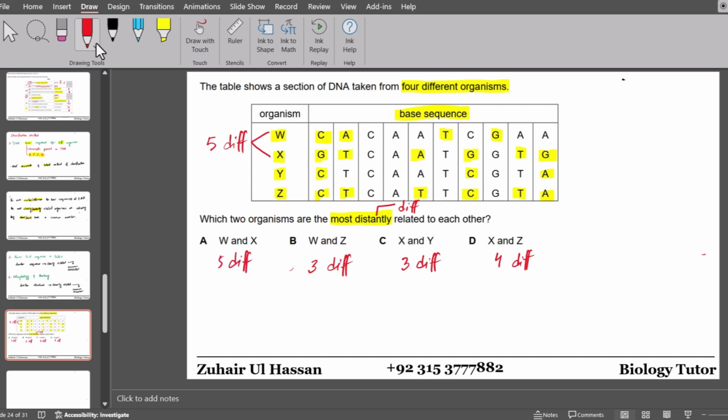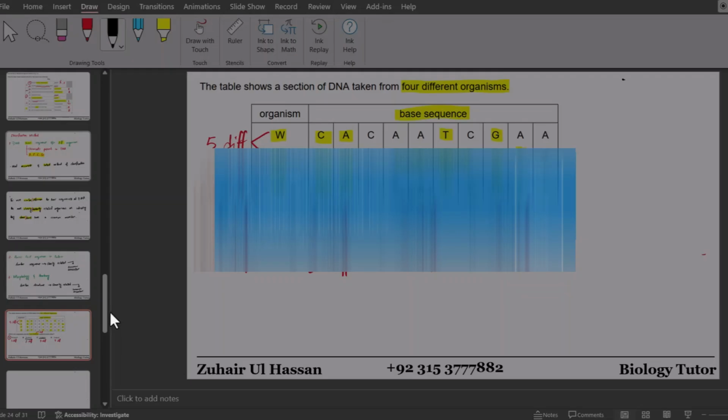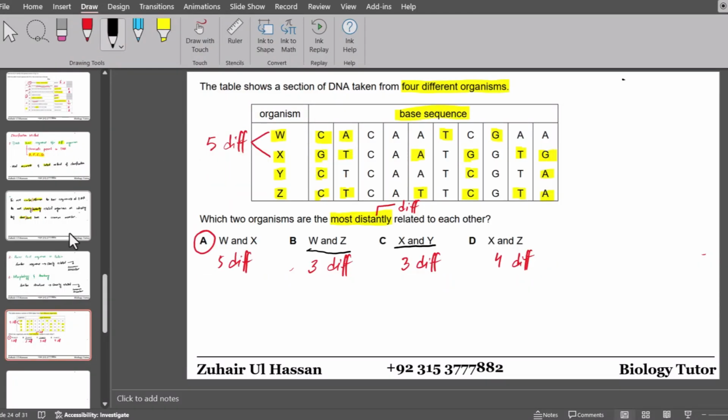So the organisms that are most distantly related to each other are in option 1, in which W and X are given, between which there are 5 differences. If the question says which 2 organisms are most closely related to each other, then that can be W and Z and X and Y. These 2 pairs of organisms are closely related to each other. Obviously, there will be only one correct option in case of closely related organisms, so you have to find that. In this way, there will be questions related to DNA based sequences that we use to classify organisms, to identify organisms that are closely related and organisms that are not closely related to each other. Or we can also say the organisms that have a common ancestor and those that do not have a common ancestor.